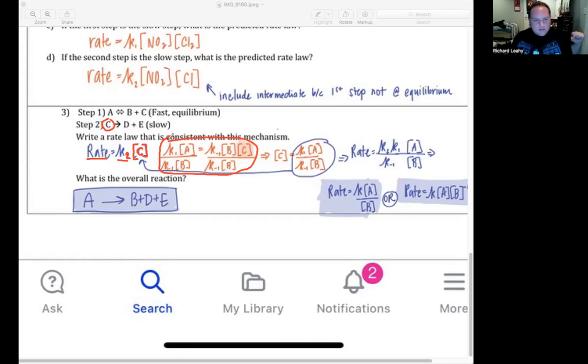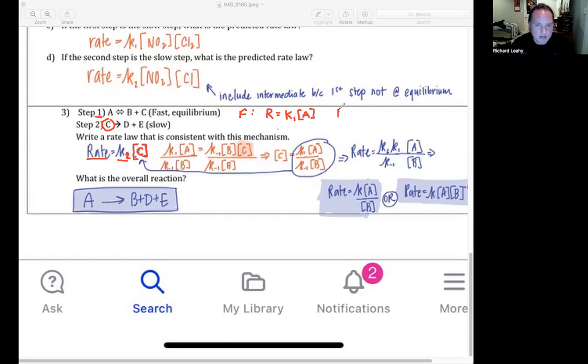In my opinion, I think this is what your teacher wrote. It seems to be missing some information. So I would just fill in that if you look at step one, if you look at forward, this F stands for forward, you would have rate equals some kind of K. I'm going to call it K1 because it is step one, times the reactant, which is A.